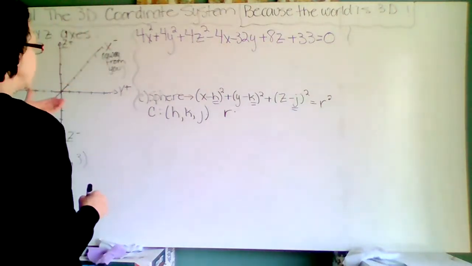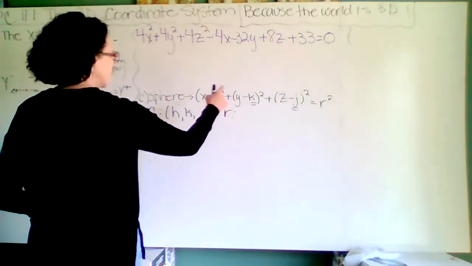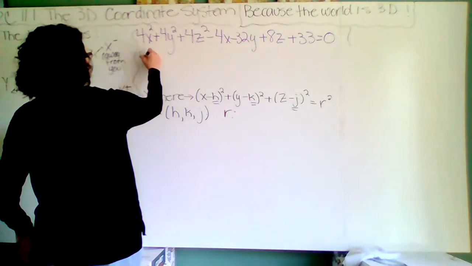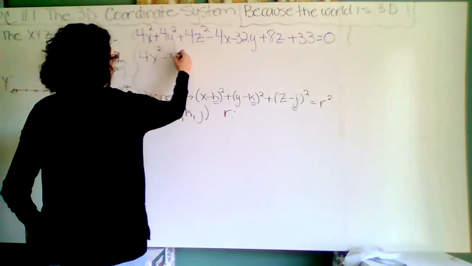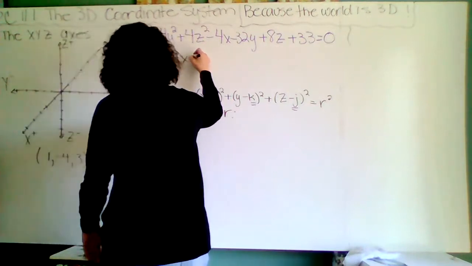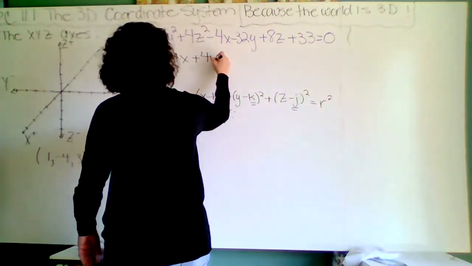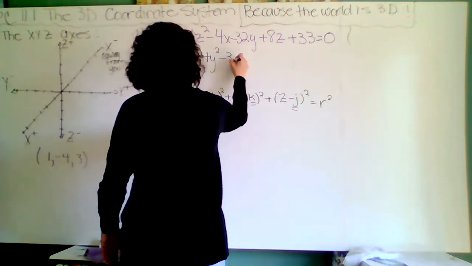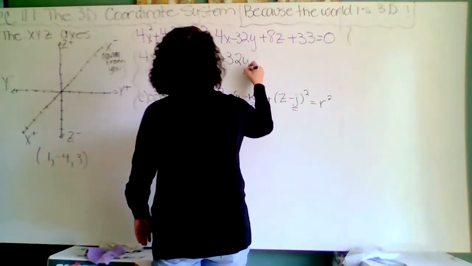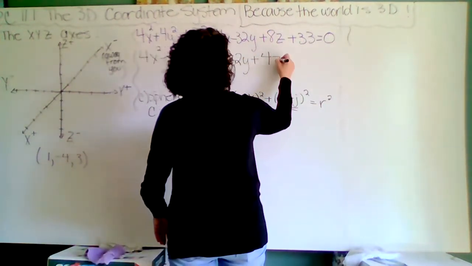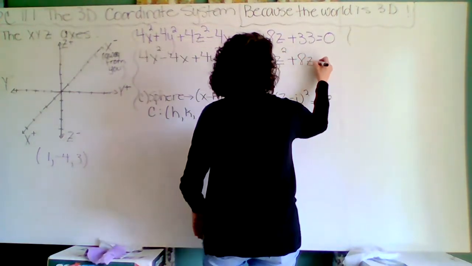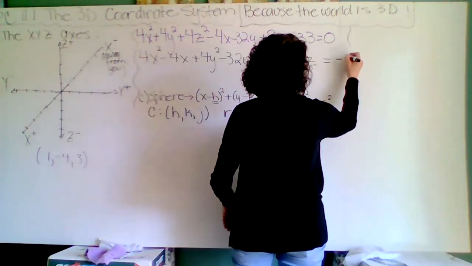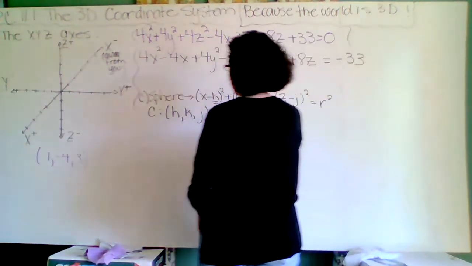So let's first gather our x's, then our y's, then our z's. So we have 4x squared minus 4x plus 4y squared minus 32y plus 4z squared plus 8z. And I am going to subtract a 33 from both sides.